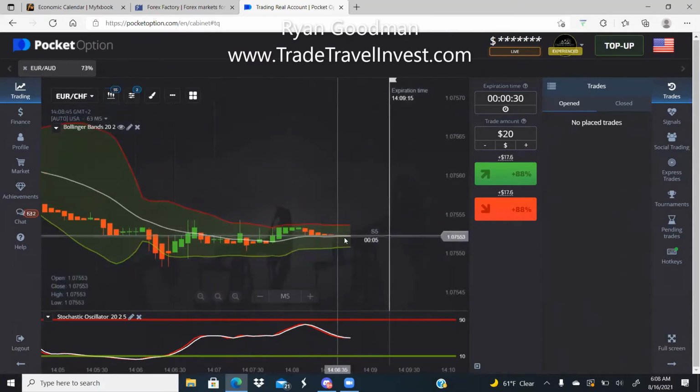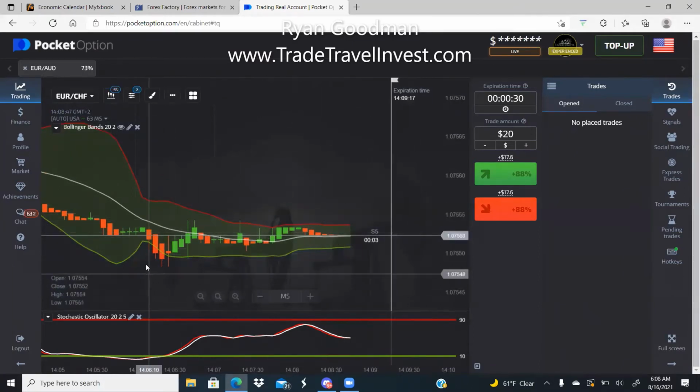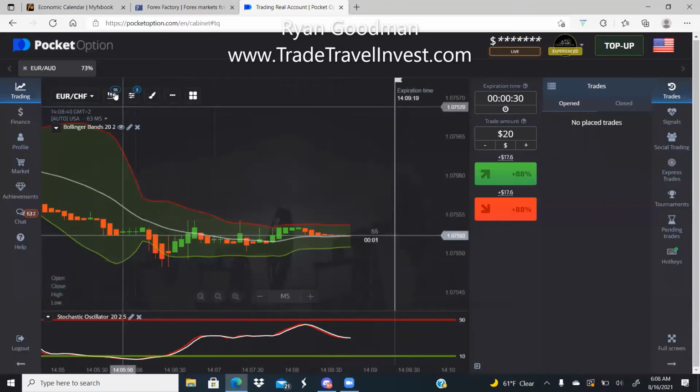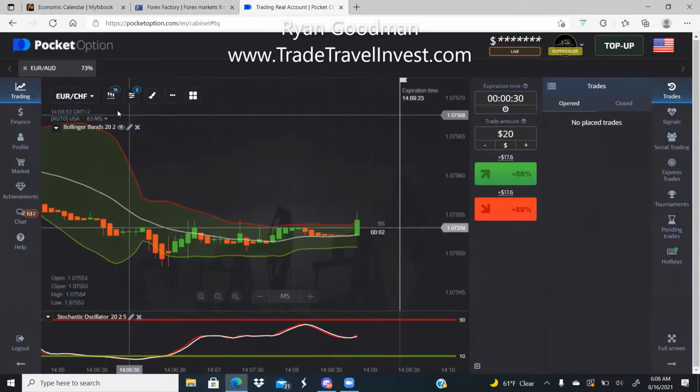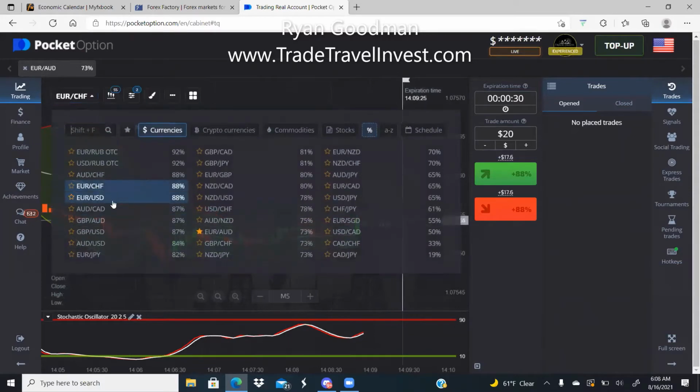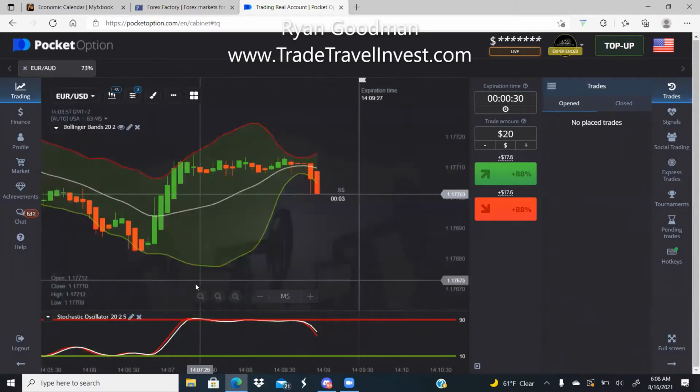Potential call there because it's at the middle band, possibly going to resist off of it. But we've had breakthroughs left and right, so I'm not going to take anything on that. So there's that resistance off of that band right now. But it's consolidating too much, so I'm not really interested in that.